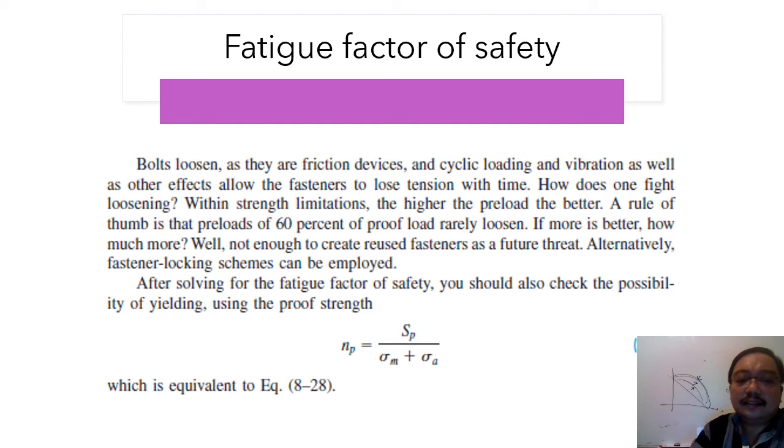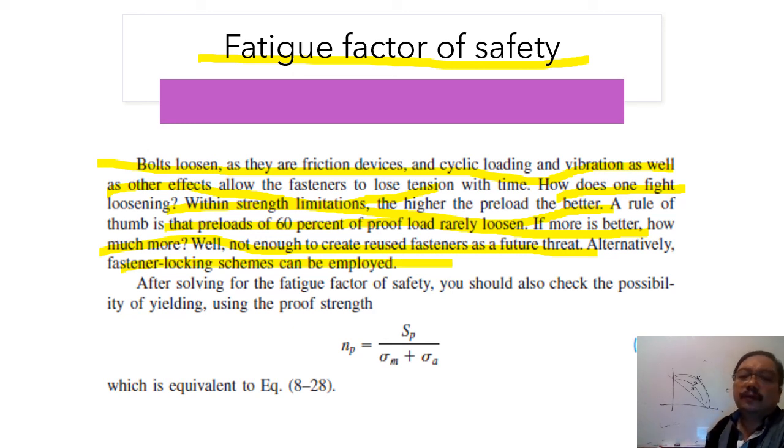And the last slide is the fatigue factor of safety. Bolt loosening: there are friction devices, cyclic load or vibration, as well as the fact that allow fasteners to lose tension with time. How does one fight loosening? With strength limitation, the higher the preload, the better. The rule of thumb is that a preload of 60% of full load is rarely loosened. Okay, if more is better, how much is more? Well, not enough to yield the fastener. Alternatively, a fastener locking scheme can be employed. So after solving the factor of safety, you should also check the possibility of yielding using the proof strength.